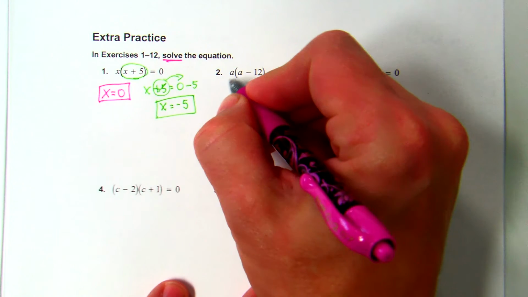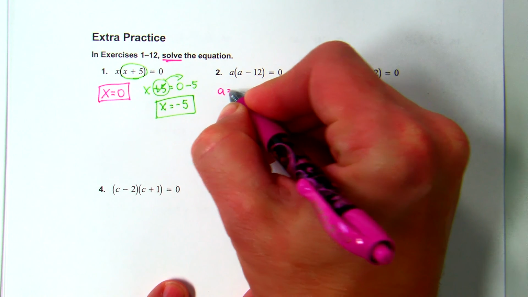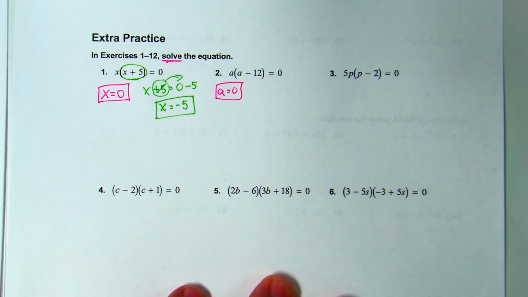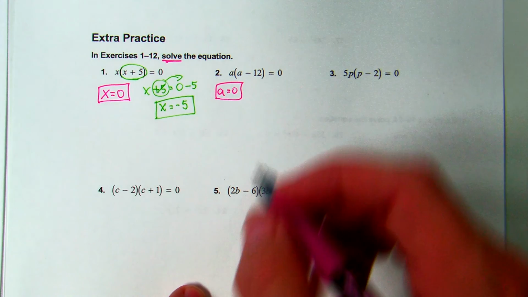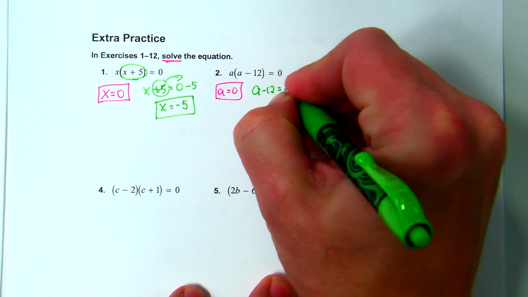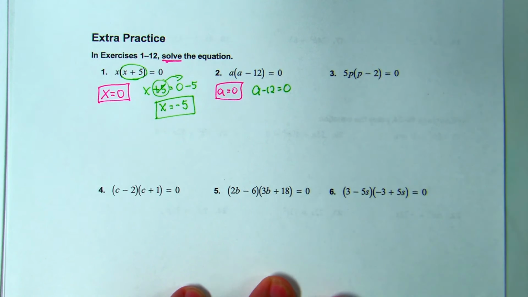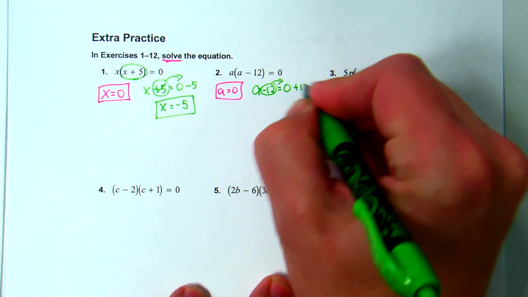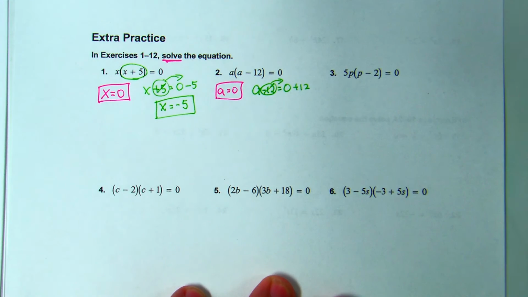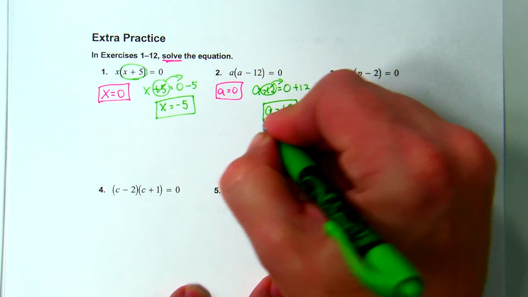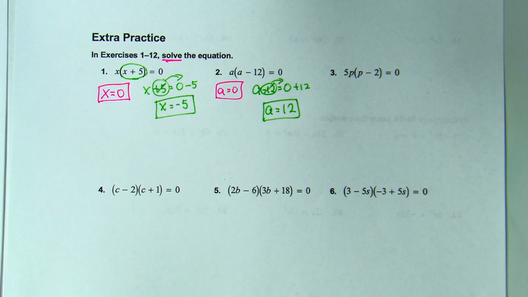But this one, again, we can set the first term a equal to 0, and that would just be it. There's nothing else we need to do to that one. So a could possibly equal 0. Or a minus 12 could be what is supposed to equal 0. And we can take the negative 12 across the other side, which means we add it to both sides. And so a would equal a positive 12.